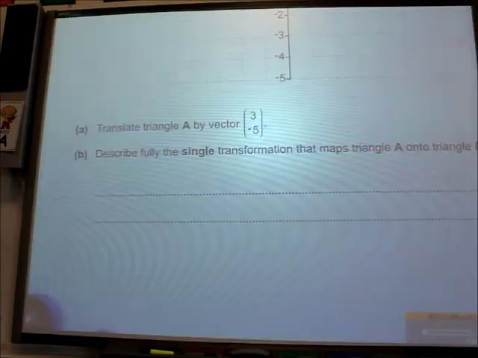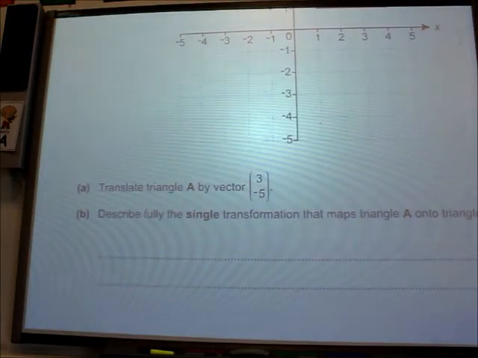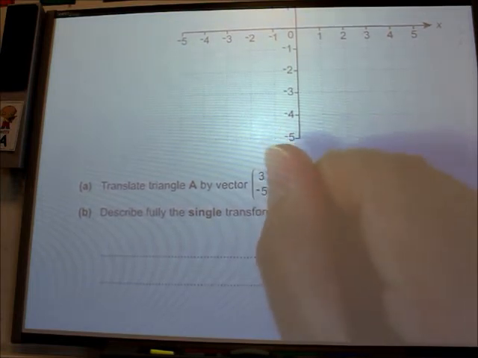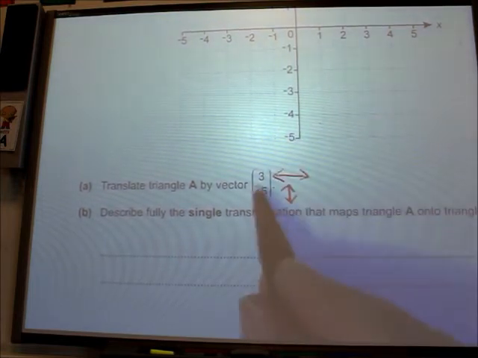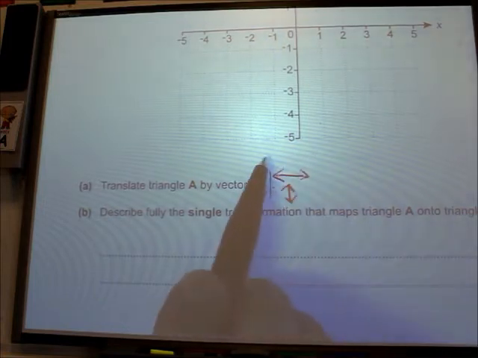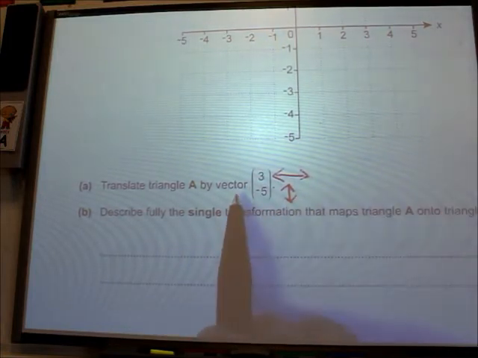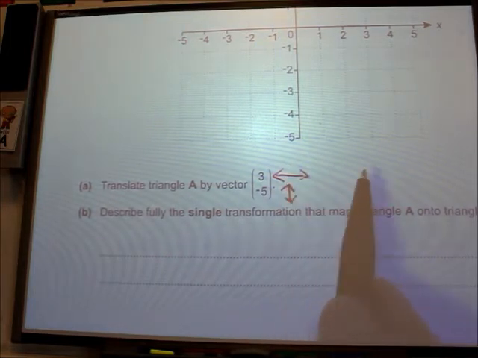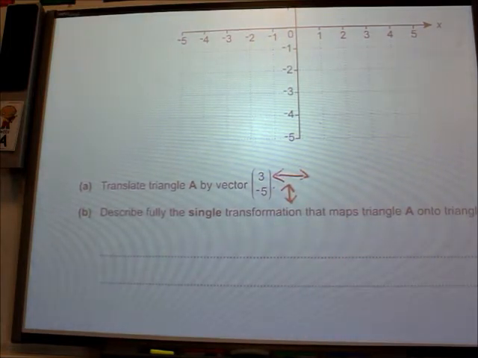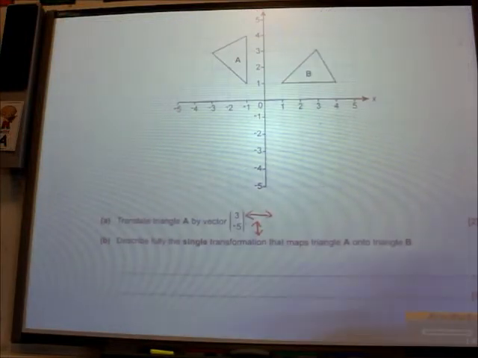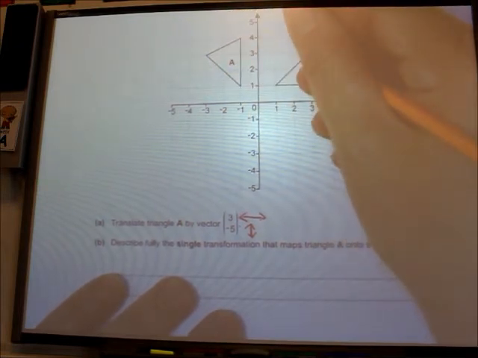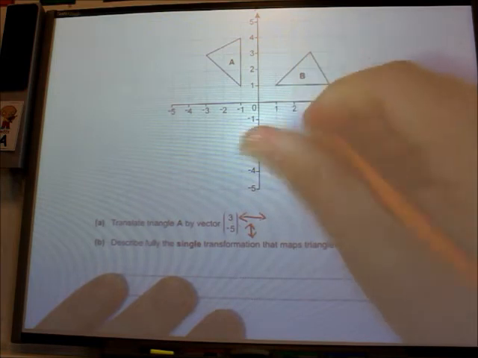Right, let's zoom in on the vector. The top one means across, and the bottom one means up or down. You need to know that a +3 means you're going to go to the right, and a -5 at the bottom means you're going to go down. So it's going to go basically right 3 spaces, down 5 spaces. Make sure you use a pencil to do this. I think I've got one here. So we're going to go right 3 spaces, 1, 2, 3, and down 5, 1, 2, 3, 4, 5.